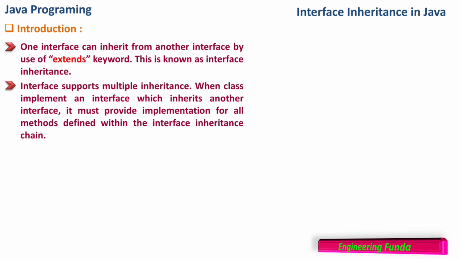Interfaces support multiple inheritance. When a class implements an interface which inherits another interface, it must provide implementation for all methods defined within the interface inheritance chain. So let's say there is a class which is implementing an interface. Now if this interface is extending or inheriting some other interface, then all the methods belonging to the interface and the interfaces which it has extended in the chain should be implemented by the class.